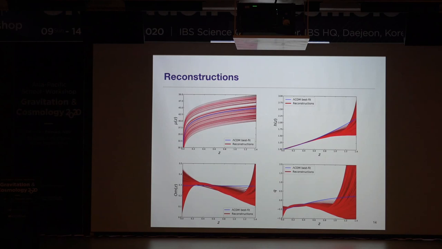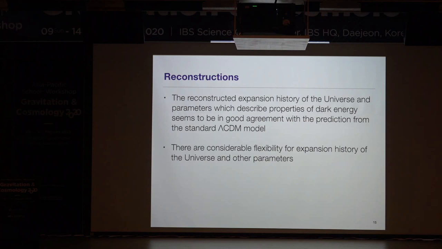I wish to mention that the distribution of this reconstruction shows their flexibility, not a deviation from the blue best fit lambda CDM. Their distribution does not show that they are deviated from the lambda CDM model, but they have possibilities as broad as this area. You can see that lambda CDM is included in their possibilities, not only here, but also in the expansion history, Om parameter, and deceleration parameter. So the reconstructed expansion history of the universe and the parameters which describe properties of dark energy seem to be in good agreement with the prediction from the standard lambda CDM model, and they show considerable flexibility.